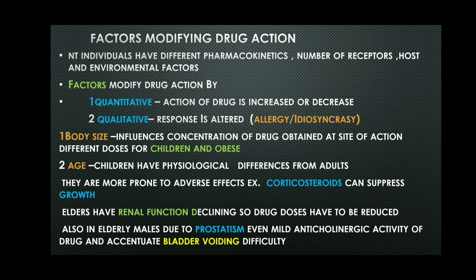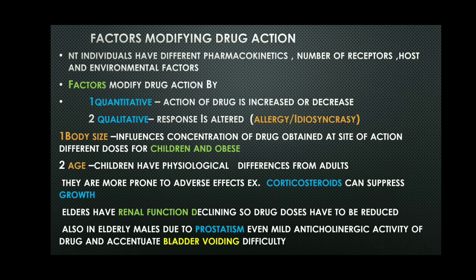Now starting with the factors, the first one, body size. It influences the concentration of drug obtained at the site of action. Different sizes of people, some are very obese, some are thin. So obviously it is going to have a huge impact on the concentration of drug present at the site of action. So the drug concentration can increase or decrease, right? Absorption and many other things depend on what the body size is. So, for example, obviously we should give different doses to children and obese people, based on their different body sizes. Now the age.